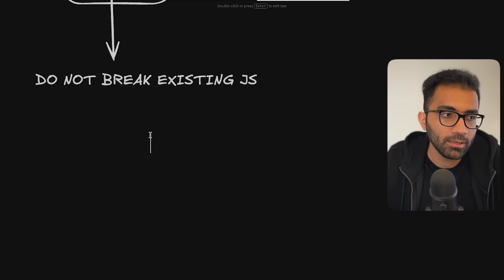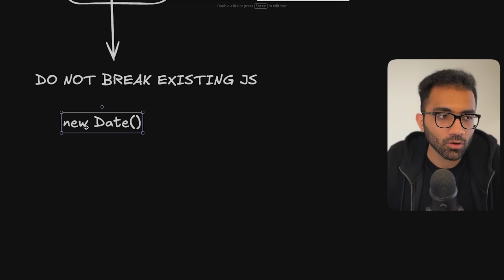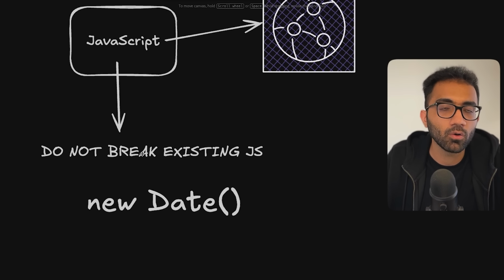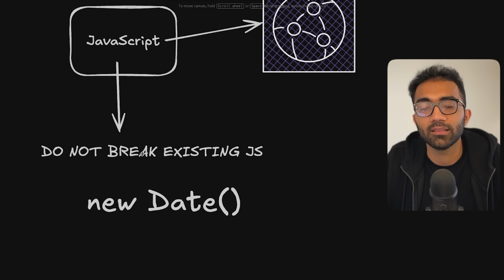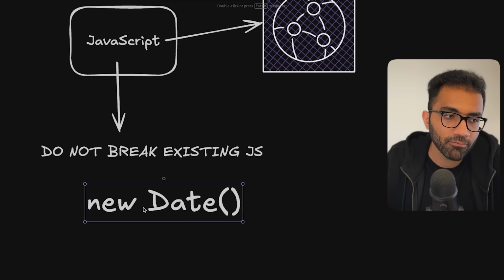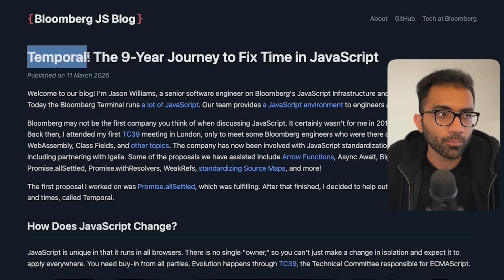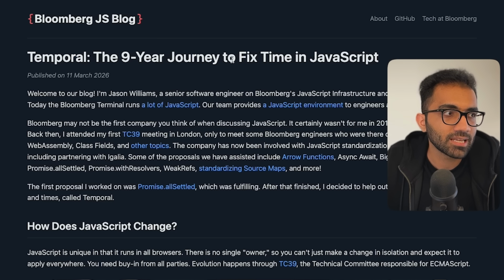That is why it's not really possible to fix things or quirks that are there with these objects, like new Date or even tens of different things which we know are bad things in JavaScript. We can't fix them because there are a lot of websites on the web that are using them and they're functioning properly. And if they are fixed, then the existing browsers will break their rendering. This brings me to this Bloomberg blog post, which is the 9-year journey to fix time in JavaScript.